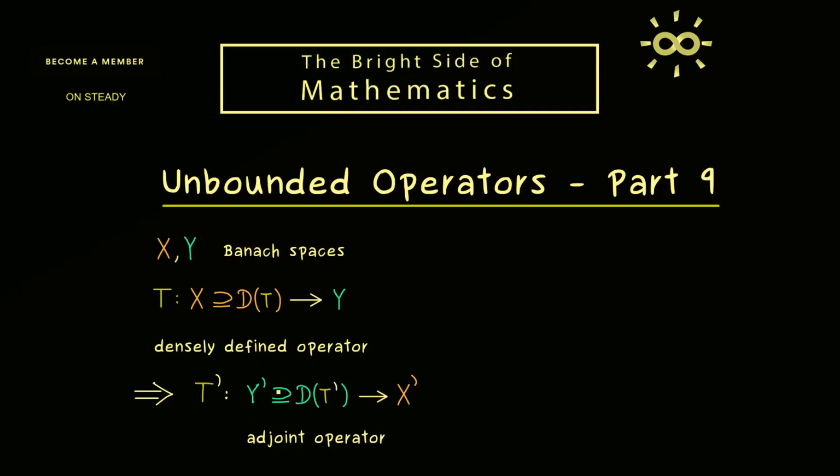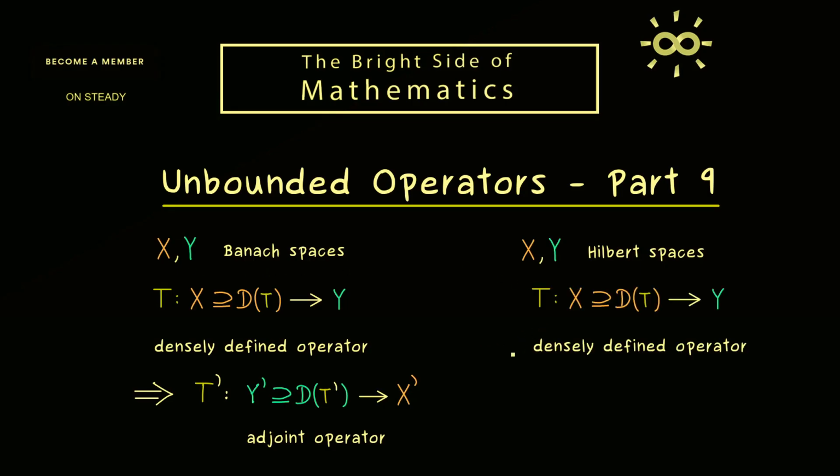However, now this T prime goes from Y prime to X prime, so it changes the direction, and it also considers the dual spaces. This is important to note. Formally, this adjoint operator acts on different spaces than T. So this is what we can do in a Banach space, but you might remember special Banach spaces are so-called Hilbert spaces. So let's put this on the right hand side, the special case that our Banach spaces are also Hilbert spaces. Then the notion of a densely defined operator does not change at all, but we can have a different approach for an adjoint operator.